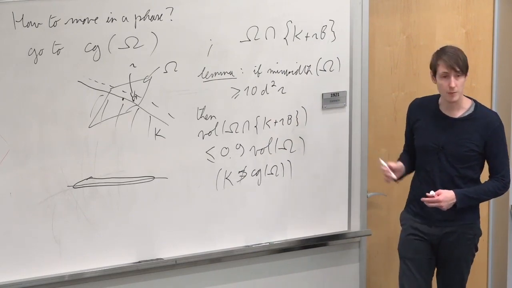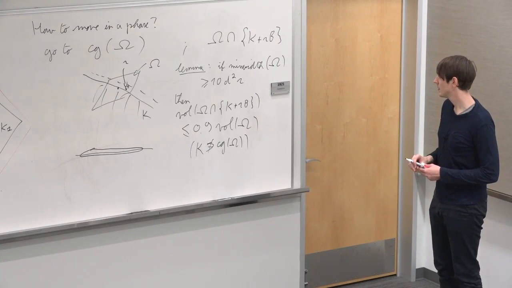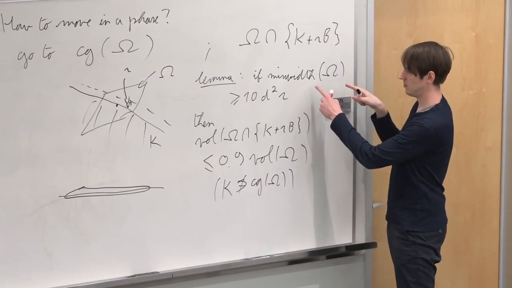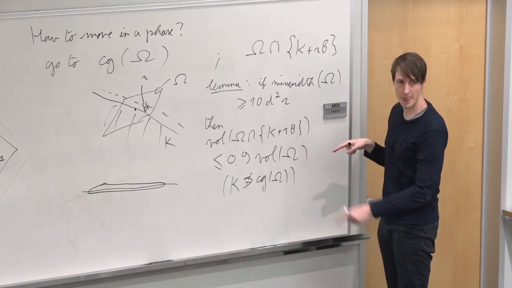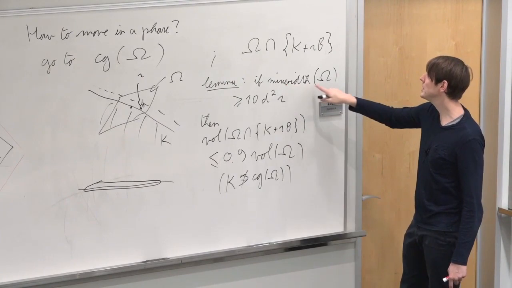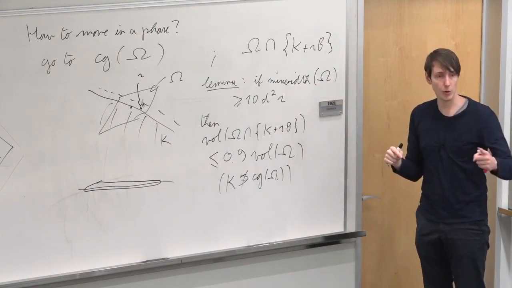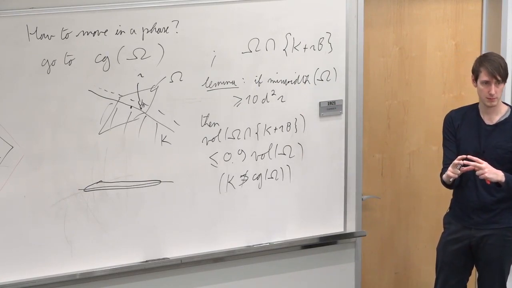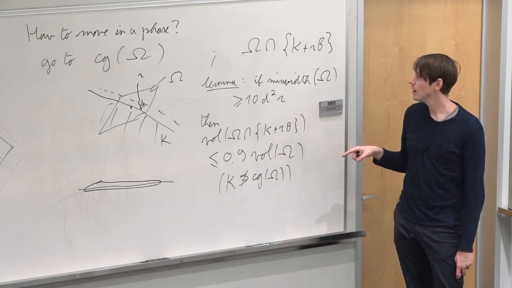Sorry, I can't read your handwriting. Do you mean big R over little r is larger than or equal to d squared? Could you read it for me, the assumption for the lemma? It's the mean width of omega, the smallest width, when you look in all directions. Basically, if it contains a small ball of size at least this, d squared times a little r, then you're good.